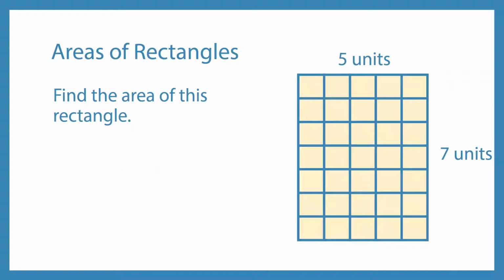Okay, we have a similar one. We have 5 and we have 7. If you count these up, you'll see that the area is 35 units squared. And again, if you were to do 5 units times 7 units, you would get 35 units squared.